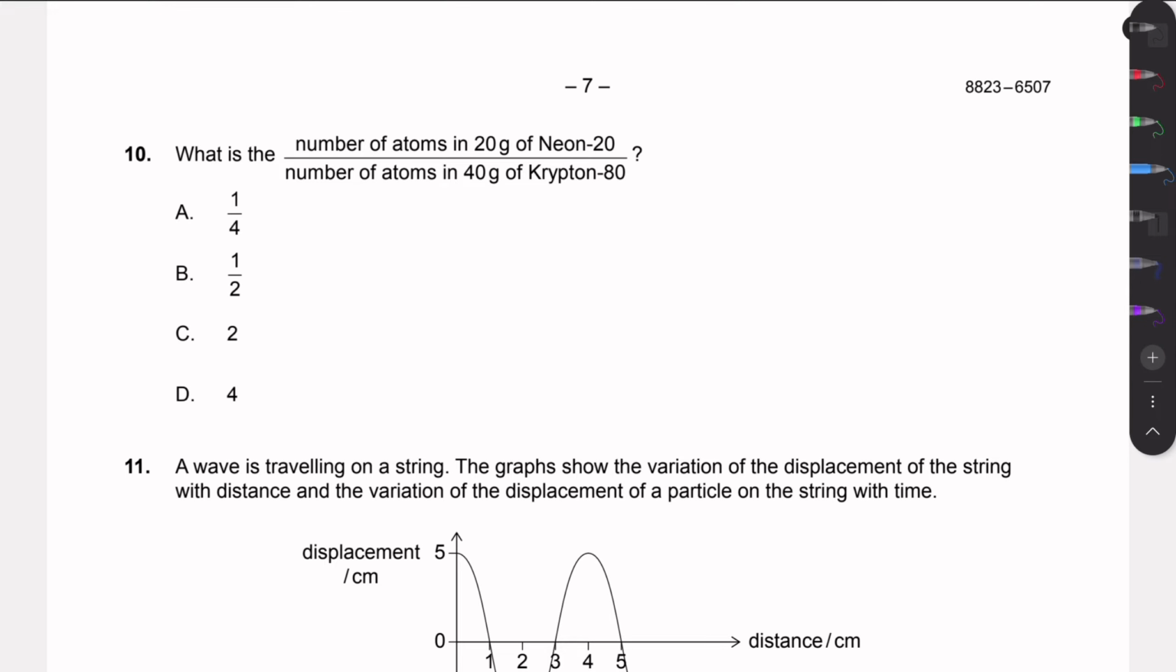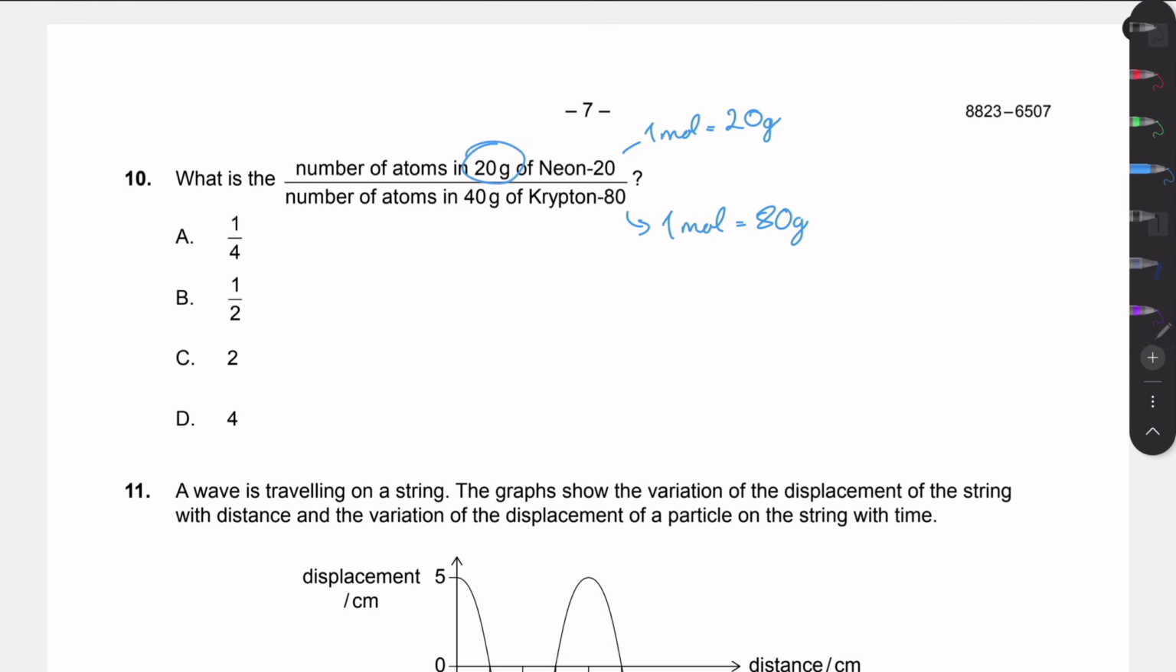All right, so here we need to say what the ratio of the number of atoms in 20 grams of neon over the number of atoms in 40 grams of krypton is. So the first thing I would notice here is that this 80 means that 1 mole is equal to 80 grams. And here 1 mole is equal to 20 grams of neon and krypton respectively. So, but here we have 20 grams already.